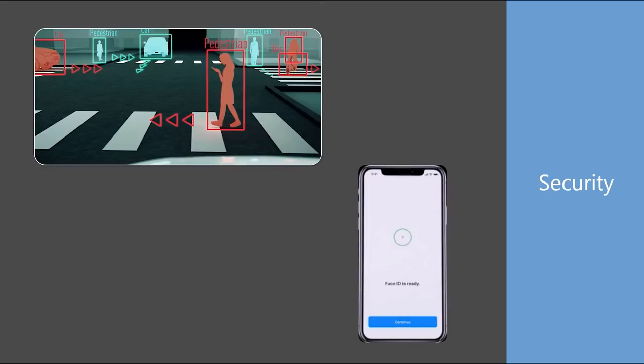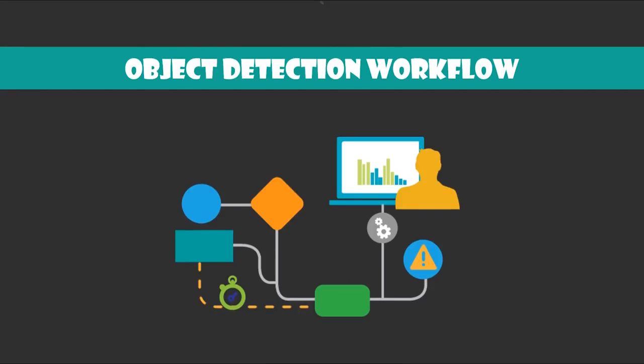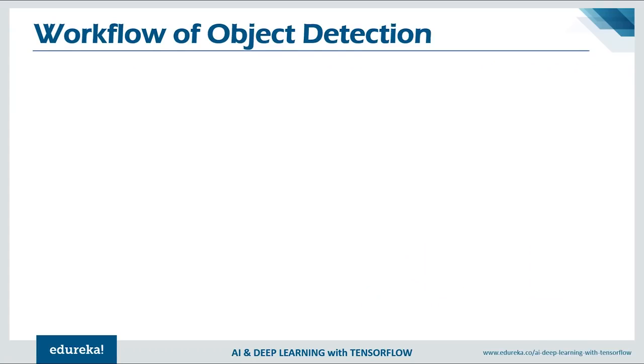Now that we have understood the various industrial use cases of object detection, let's have a look at the object detection workflow. Typically there are 3 steps involved in the object detection workflow.